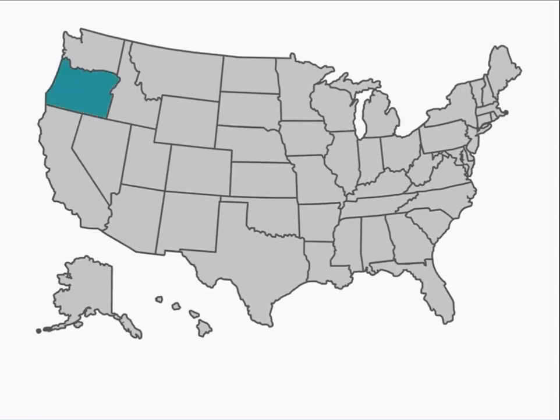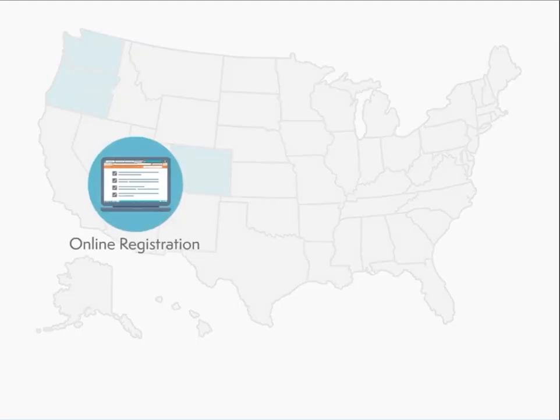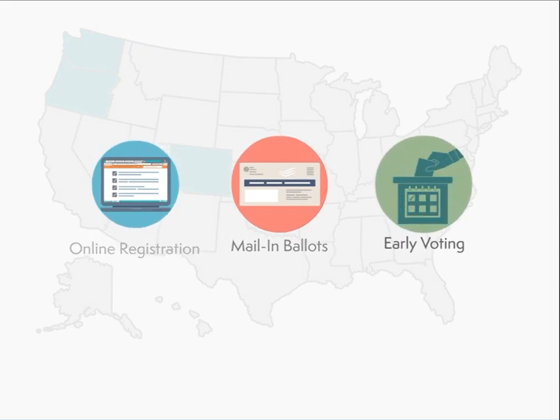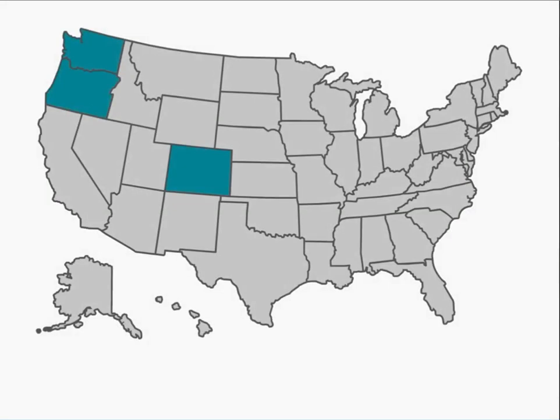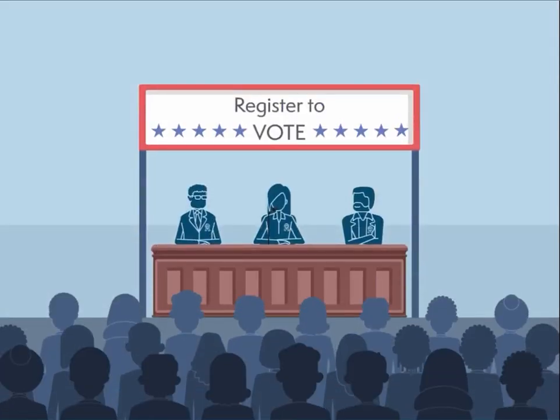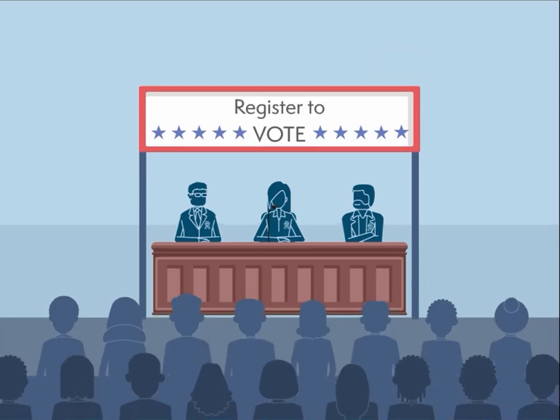Some states, like Oregon, Colorado, and Washington, have sought to ease the registration process and voting through the introduction of online registration, mail-in ballots, and early voting. These states were among the states with the highest turnout in the 2016 presidential election. Political parties and other nonprofit organizations are also involved in overcoming barriers to and encouraging voting through various Get Out the Vote efforts, such as voter registration drives.